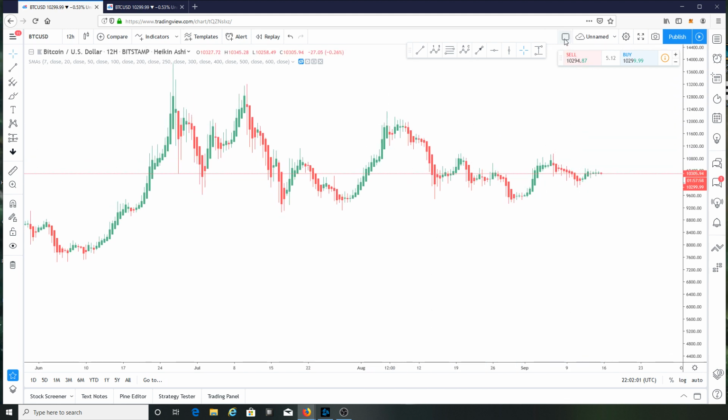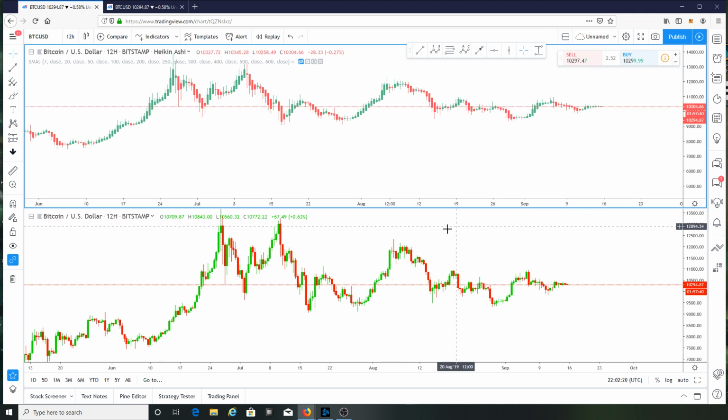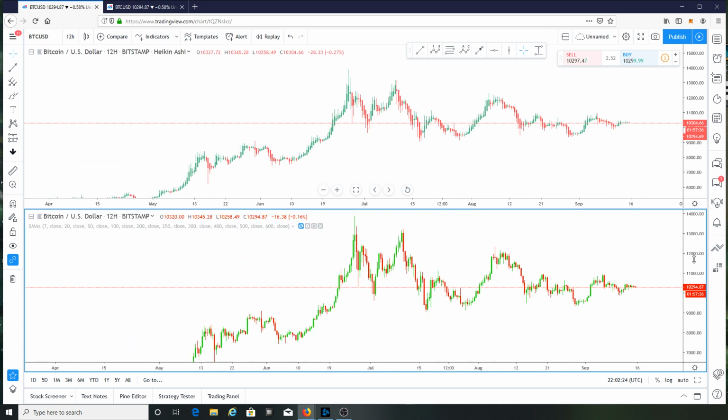So let's compare the Heiken candles to regular candles. If we come up here to the top right where it says select layout, you have a couple different options here, and this is kind of like a photo grid or something. It basically just chops your screen up into whatever pattern that you want. So let me just choose this one on top. And then this is what it does.